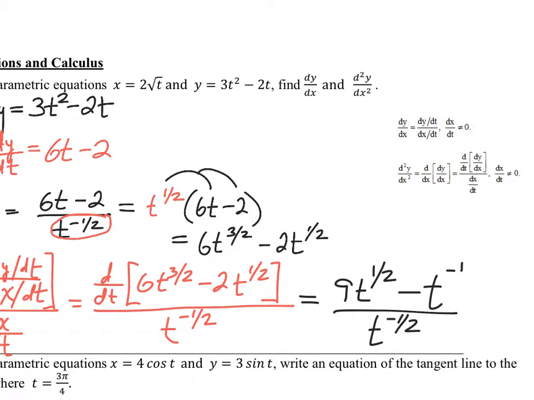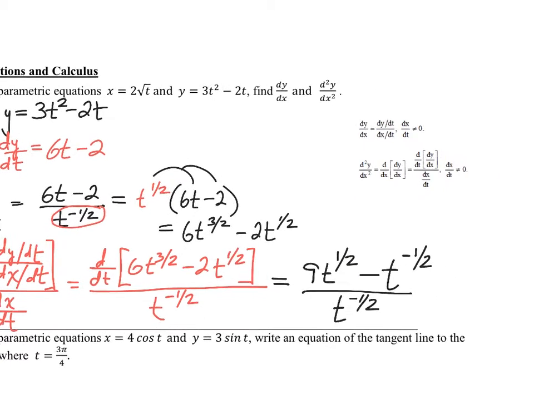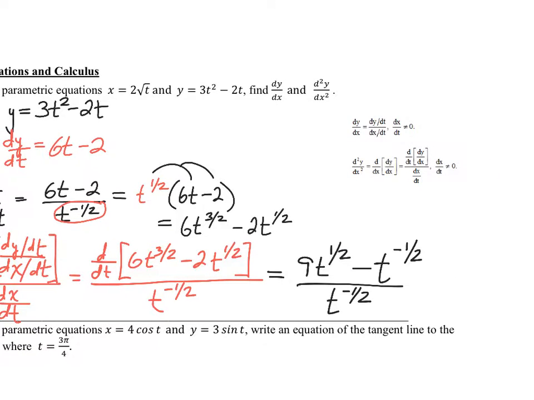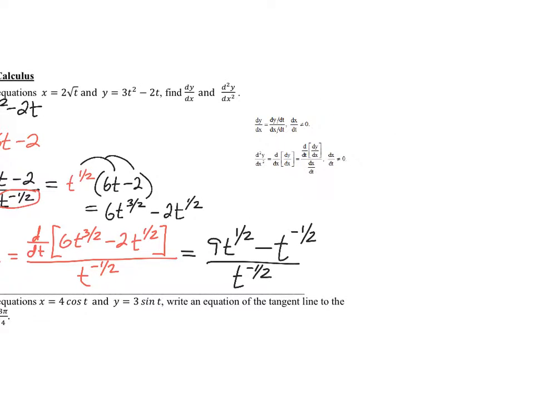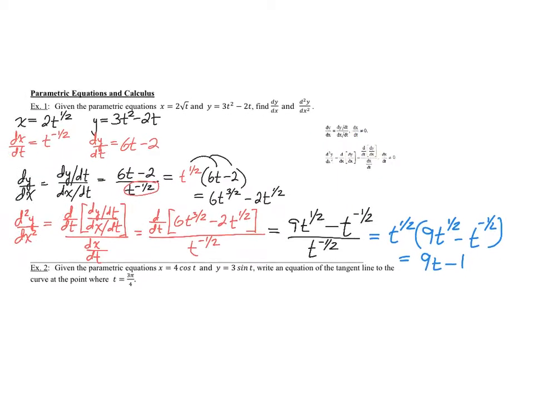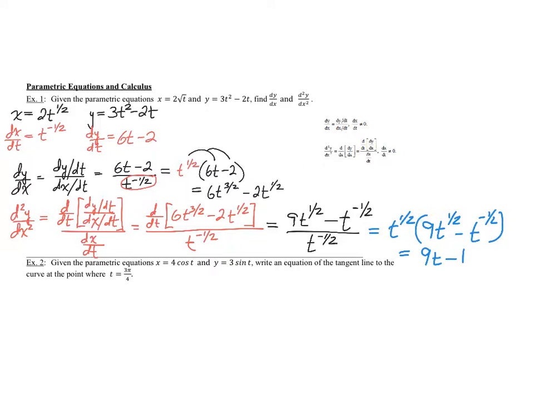Clean that up a little bit. And like I said, it's up to you if you want to go further with it. It actually cleans up pretty nicely if you go further, because it would be the same as saying t to the 1/2 times 9t to the 1/2 minus t to the negative 1/2, and then run it through. Keep the base, add the exponents, you get 9t minus 1. So a lot nicer than you would probably expect.